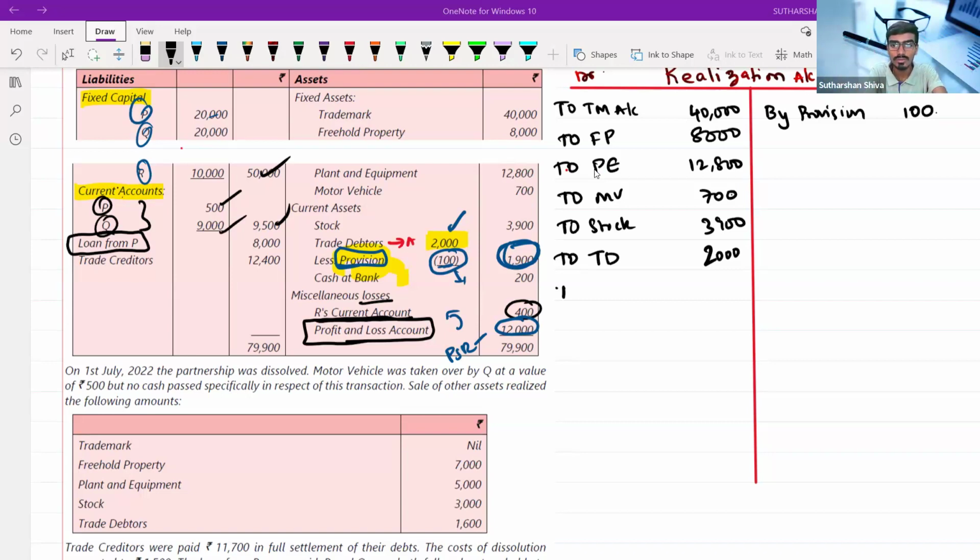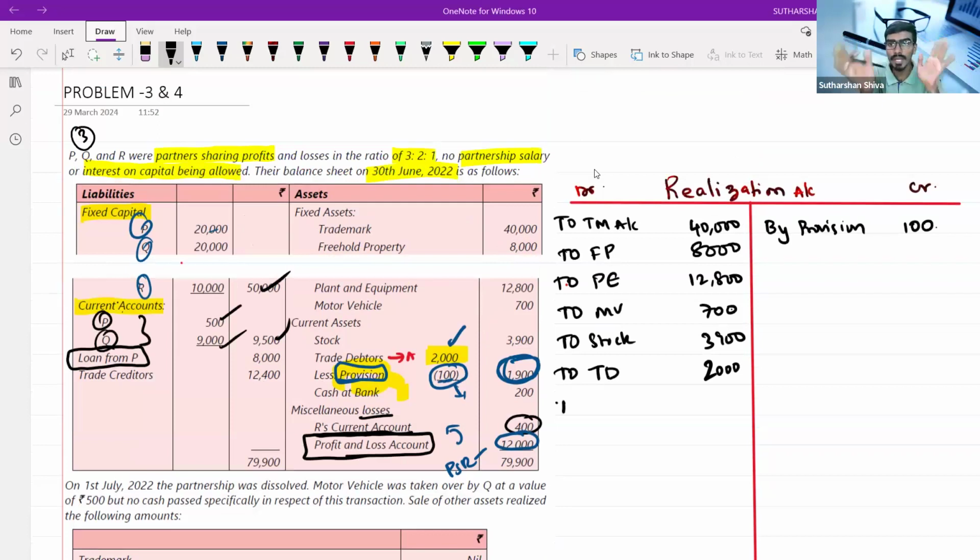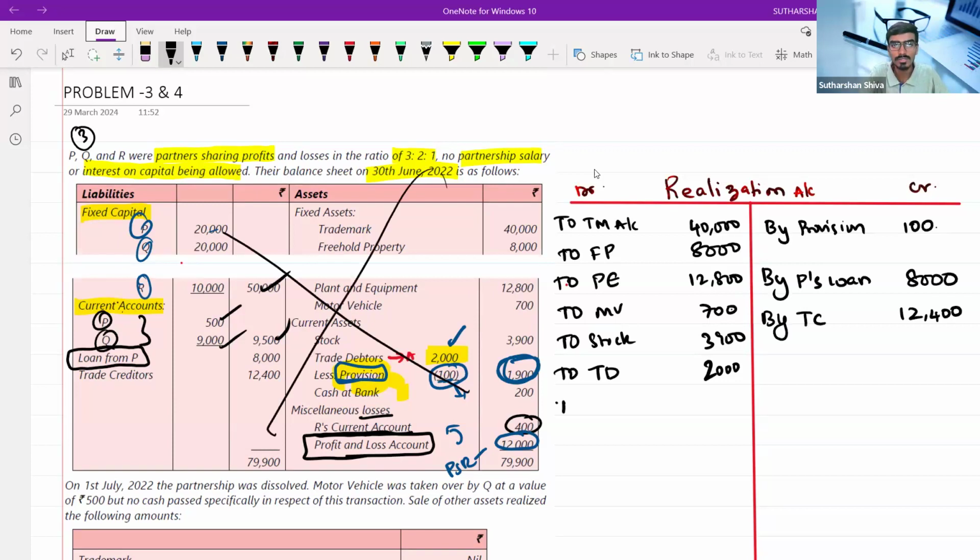Are you able to understand? Yes, sir. Whatever loan appears on the liability side, simply transfer to realization. You need to pay it, right? Yes, sir. So we will simply transfer it. So by writing by P's loan, how much? 8,000. Trade creditors, by trade creditors 12,400. Then dismantling of the balance sheet is over.